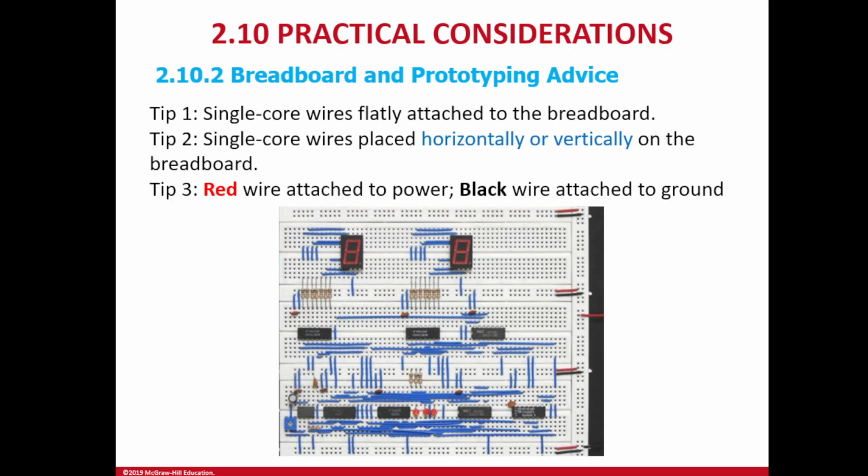Single wires should be placed horizontally or vertically on the breadboard, and the most important thing is to keep the cable flush. Red wire attached to the power, black wire attached to the ground. Some students use the same color for both. That's very bad. You need to separate the positive and the ground using different colors.